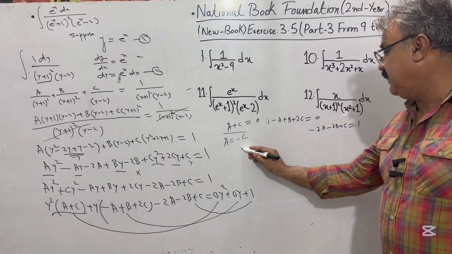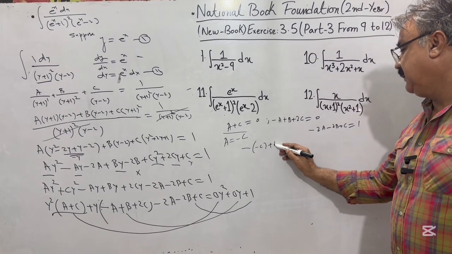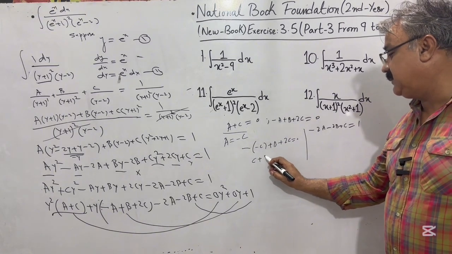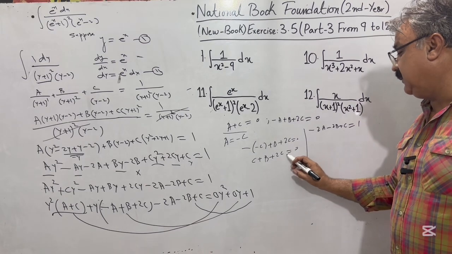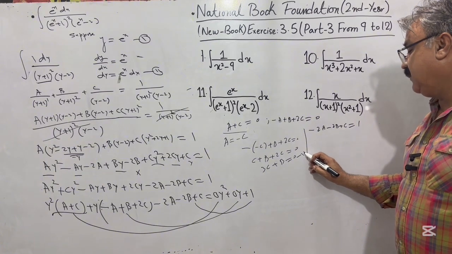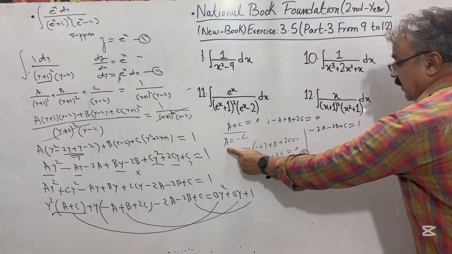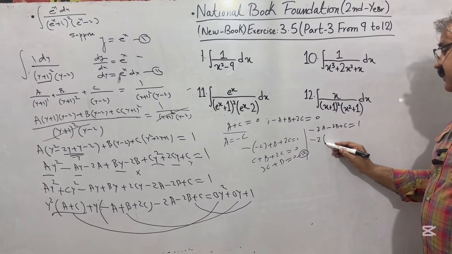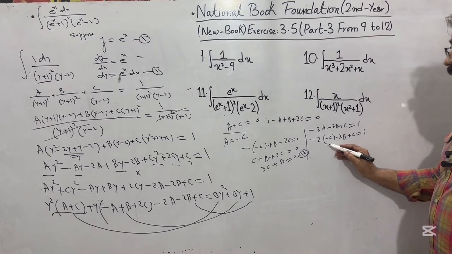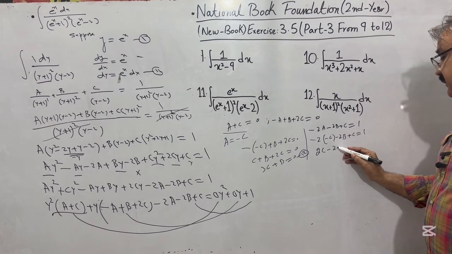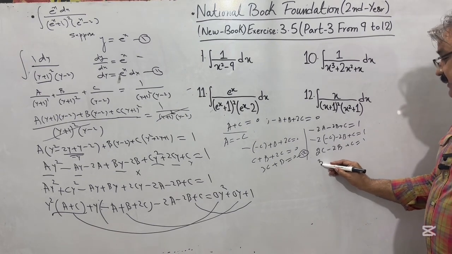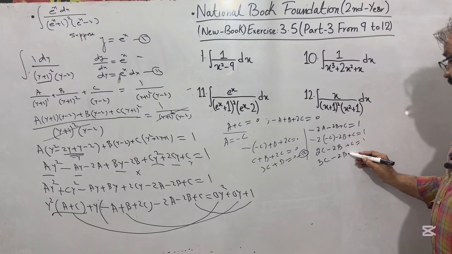Put here, it will become minus c plus b plus 2c is equal to 0. How much? 2c plus c is 3c, plus b is equal to 0. This is my fourth equation. Simply put a is equal to minus c here, it will become minus 2 times negative c minus 2b plus c is equal to 1. Minus minus plus, it will become 2c minus 2b plus c is equal to 1. How much? 2c plus c is 3c, minus 2b is equal to 1.